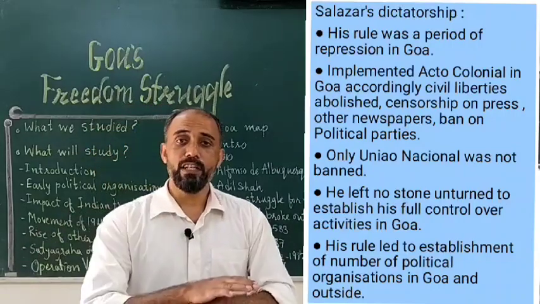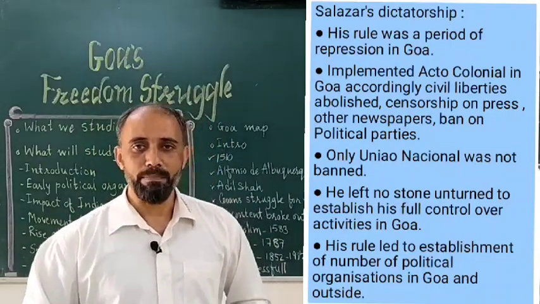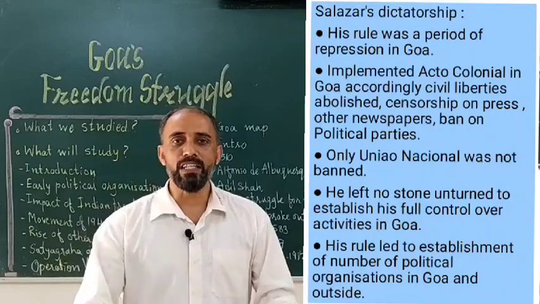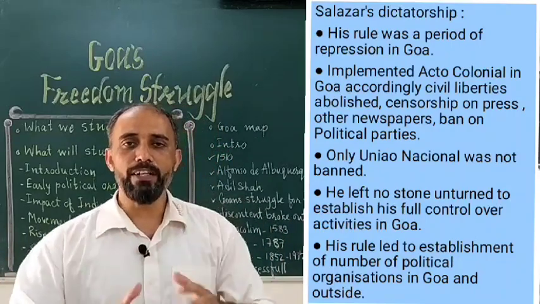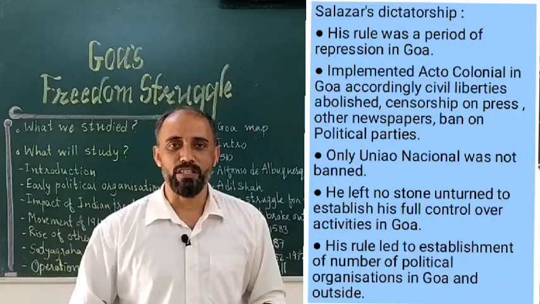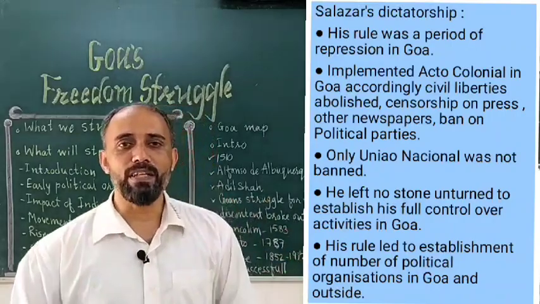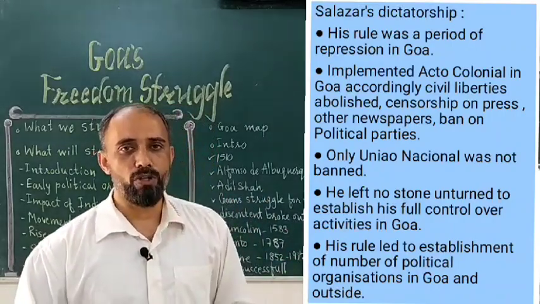This Acto Colonial abolished the civil liberties, meaning no one could come freely on the road. They had no right to mobilize in a group. They had no right of thought and expression. So, this was how the civil liberties were abolished or banned.